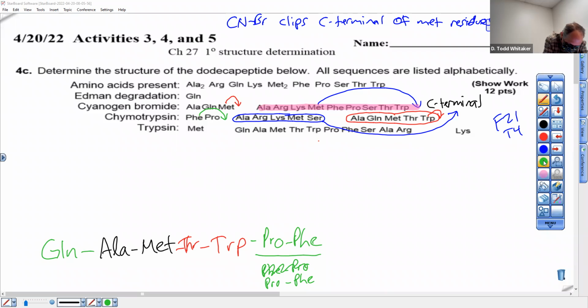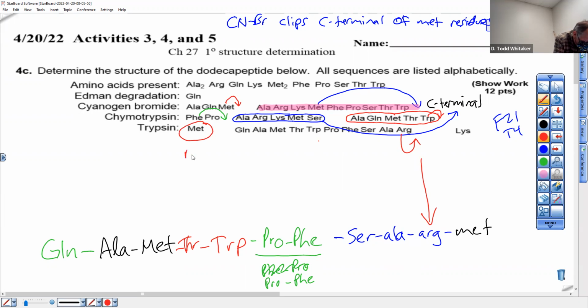That's not a good way to solve problems. Ser, Ala, Arg. Lonely Met. Let's figure out why that has to be right anyway. At the end of this big chunk, we got to have the Arg. That's why it's there. The only way Met gets at the end is if it doesn't have a Lys or an Arg in it. No Lys, no Arg. Therefore, at end.